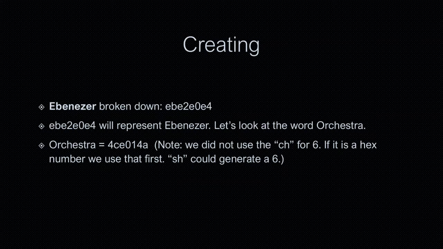And the A is part of the hexadecimal system. It will look like this. Orchestra is 4CE014A. Now we didn't use the CH for 6. We want to take advantage of the C for the hex number. So that's what we're going to use first. But CH can generate 6 and SH can generate 6.